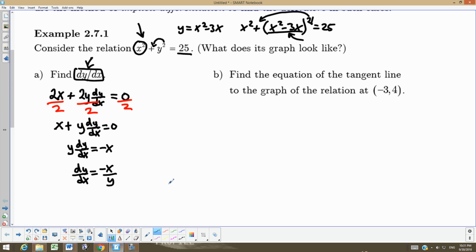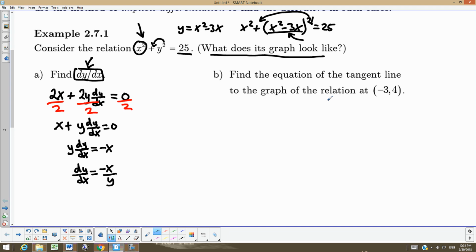Okay, that's it. And so apparently negative x over y is the derivative of x squared plus y squared equals 25. By the way, what does its graph look like? One way that you could figure that out is to isolate y. So you would end up with the positive and negative roots of 25 minus x squared. If you graph both the positive root and the negative root, you'll see something interesting, something round in shape as the graph. Okay, let's move on.